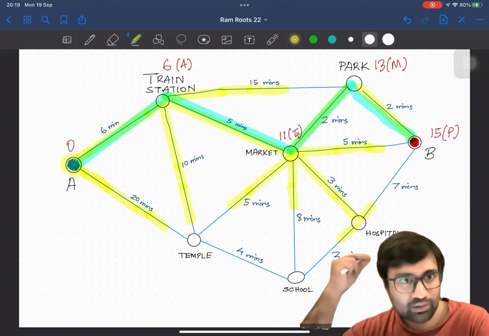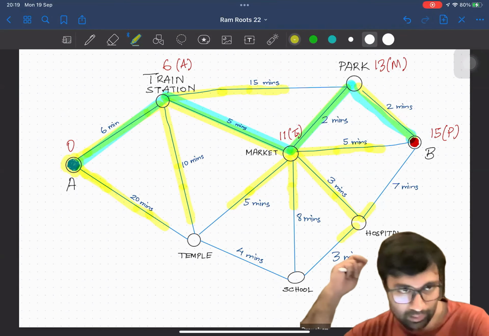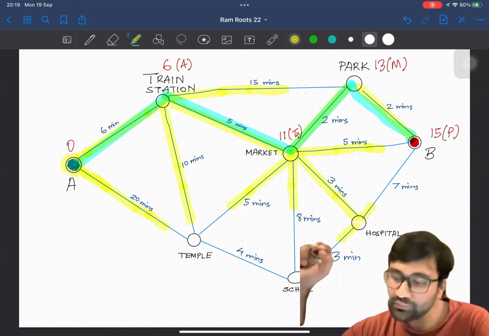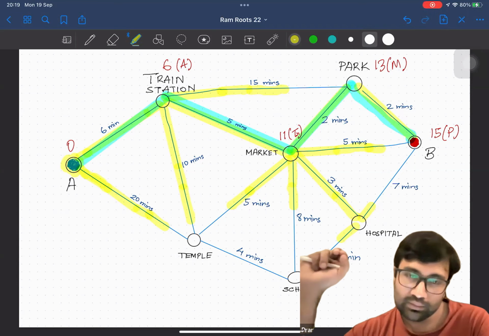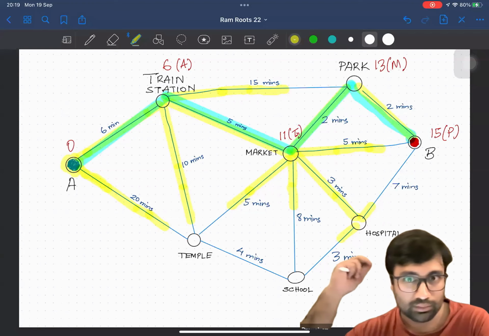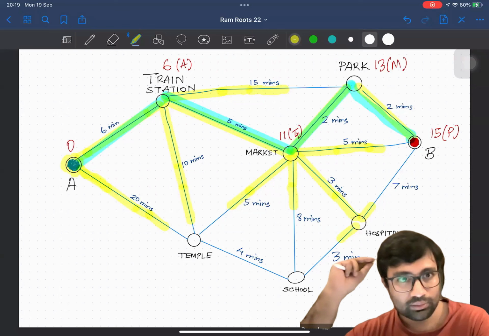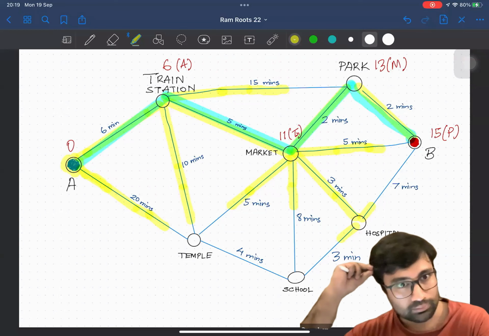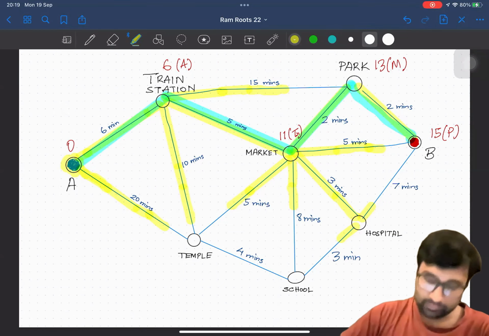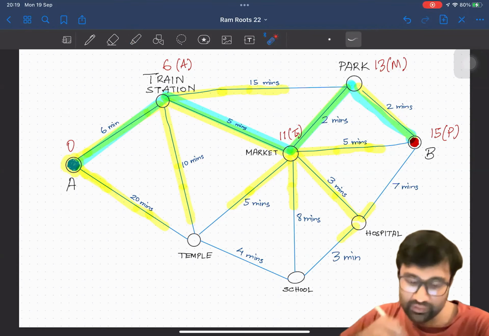At what time does the fire reach the train station? After 6 minutes, right? And then at 15 minutes, fire reaches B, right? So how much time has passed when fire reaches B? 1 minute. No, it is 9 minutes, no? Yes, sir, but there is 1 minute left to reach the temple. Correct. So 1 minute is left on this path to reach the temple. So the fire still has not reached the temple.